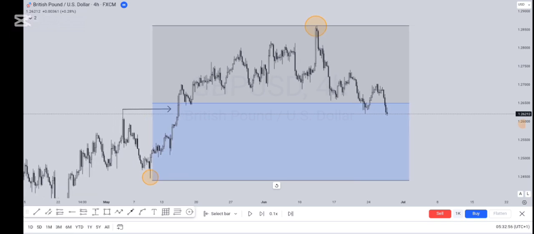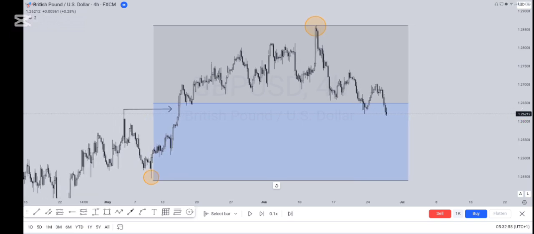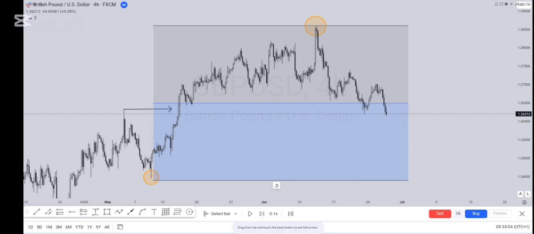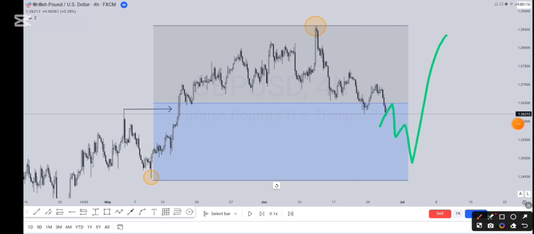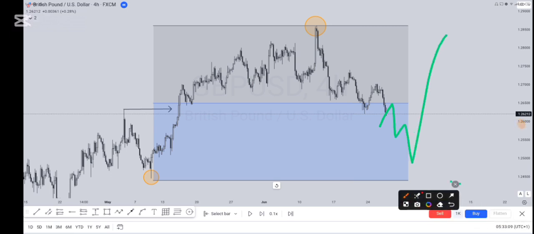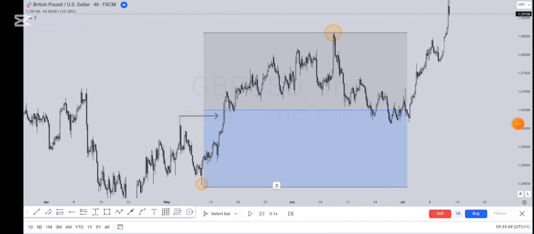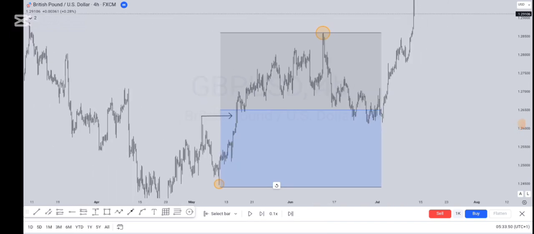You understand? Most times I will tell you to go over to the lower time frame and wait for a change of character before you buy, because you don't know if this market will still go all the way down here before pushing up. So let's see what the market did, shall we? Let's see what the market did. Sharp. So we can see the market touched our discount area, right? And then pushed all the way up.